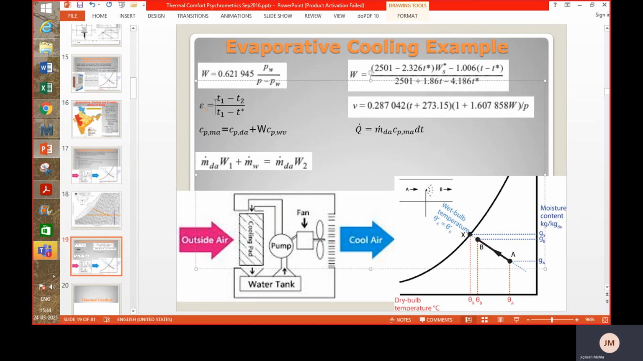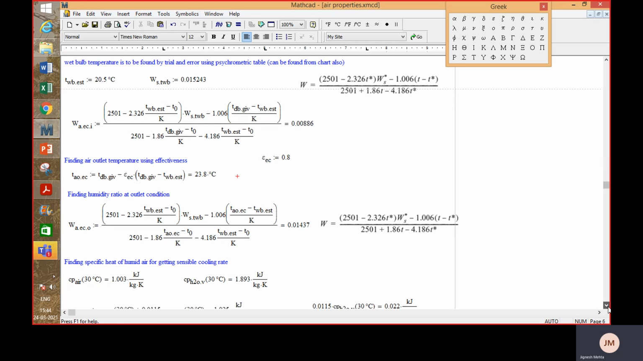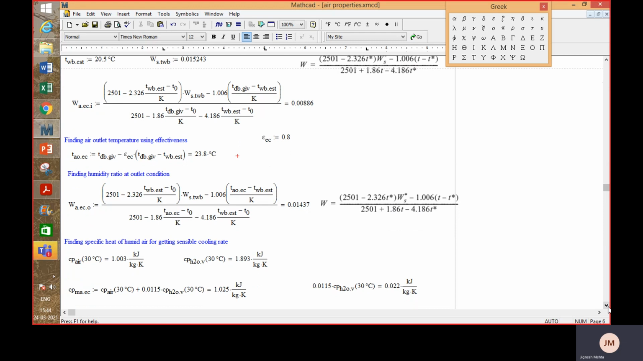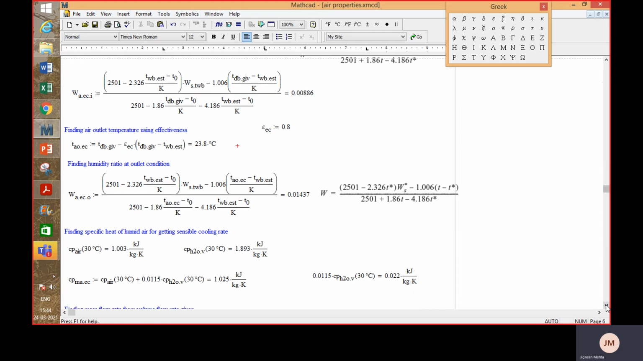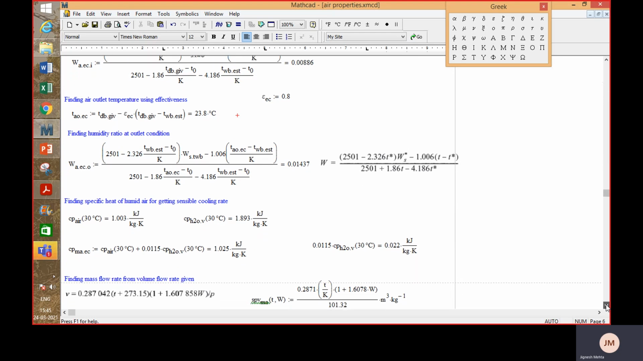So you put this 0.8, and you already know wet bulb and dry bulb temperature, T1 and T star. So you will get the dry bulb temperature at the outlet at point B or at point 2. With the help of this formula, you get the temperature at the outlet, which is coming out to be 23.8 degrees Celsius. So at point 2, or at the outlet of this evaporative cooler, you can expect that the air temperature reduces from 37 to 23.8. So it's a good amount of temperature drop.